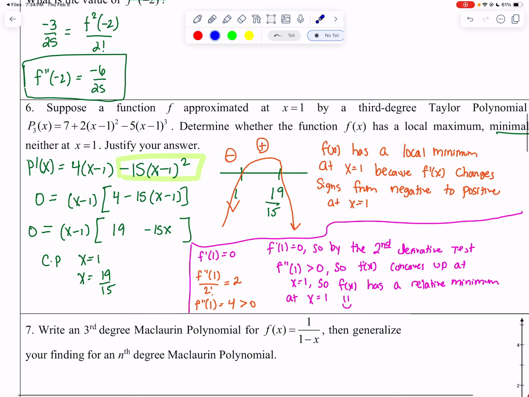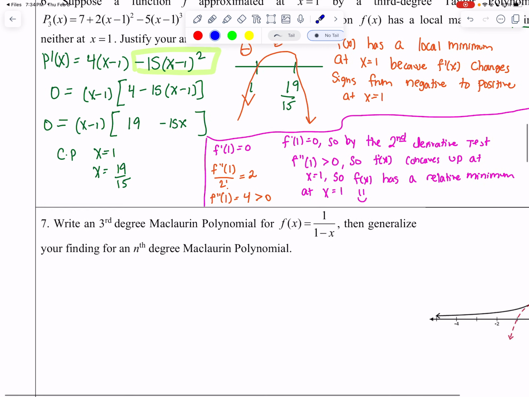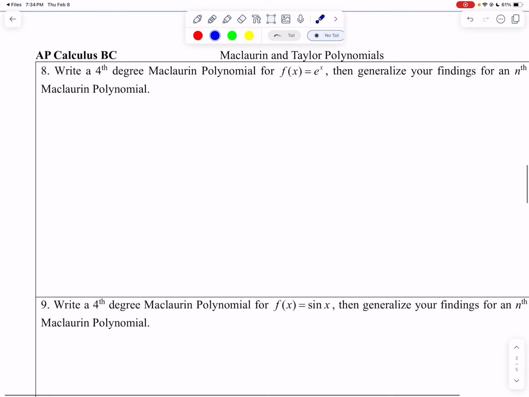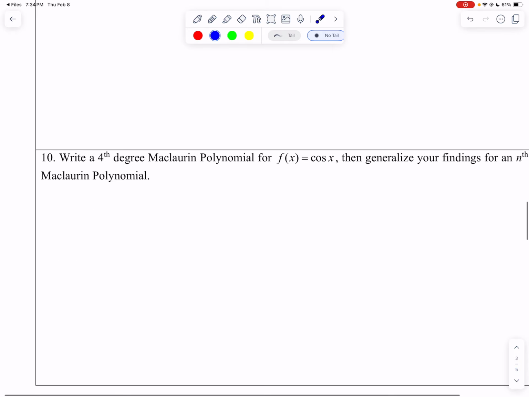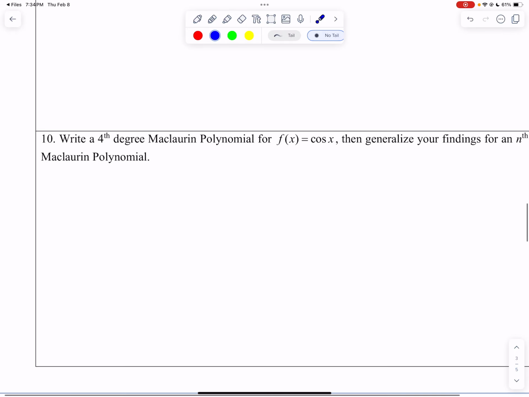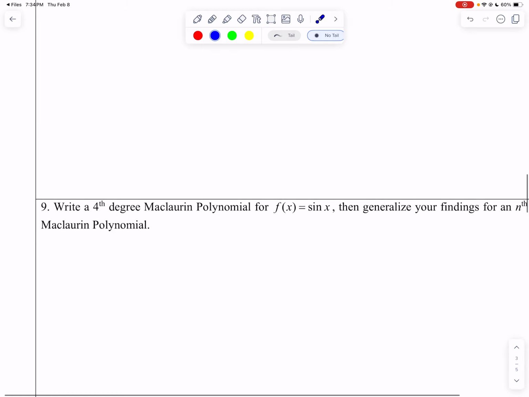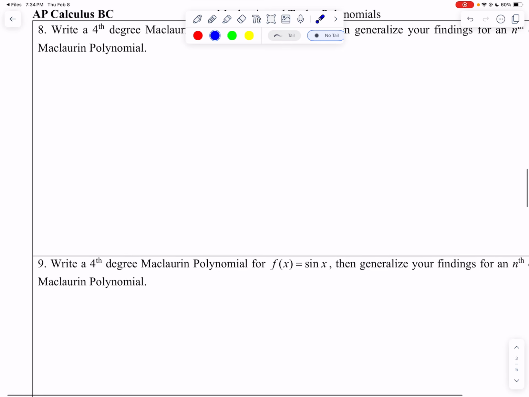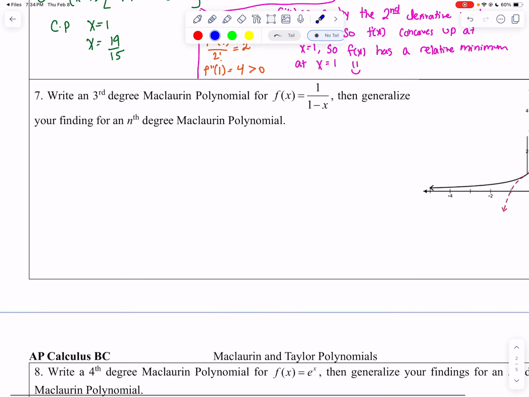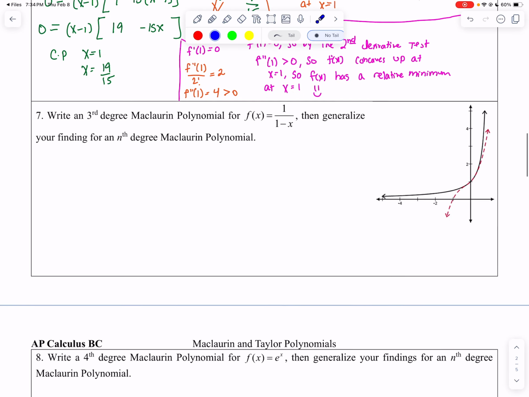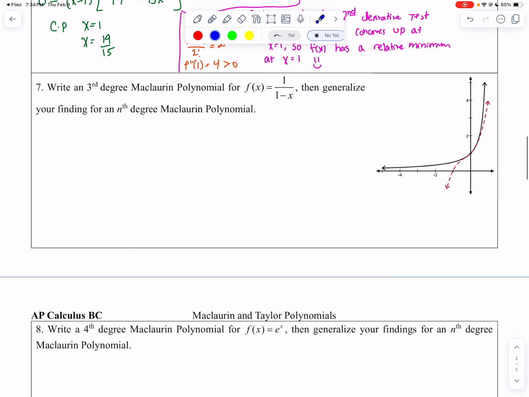All right. In the next video, we are going to talk about 1 over 1 minus x. We're going to talk about e to the x. We're going to talk about sine of x. And we're going to talk about cosine of x and why they are so special. These 4 functions right here, we are going to derive the Maclaurin polynomial, and then we'll use them for the rest of the unit. And then maybe I'll make a third video on the FRQ. We'll see about that.